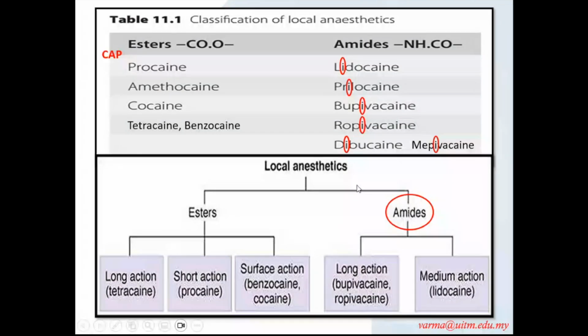Because when we compare both ester and amide groups, the ester group are actually the short action ones. That's why they don't put lignocaine as the short action. But when we only consider the amide group, lignocaine will be the short acting one, whereas ropivacaine will be medium, and your long action will be bupivacaine. I hope I'm clear.